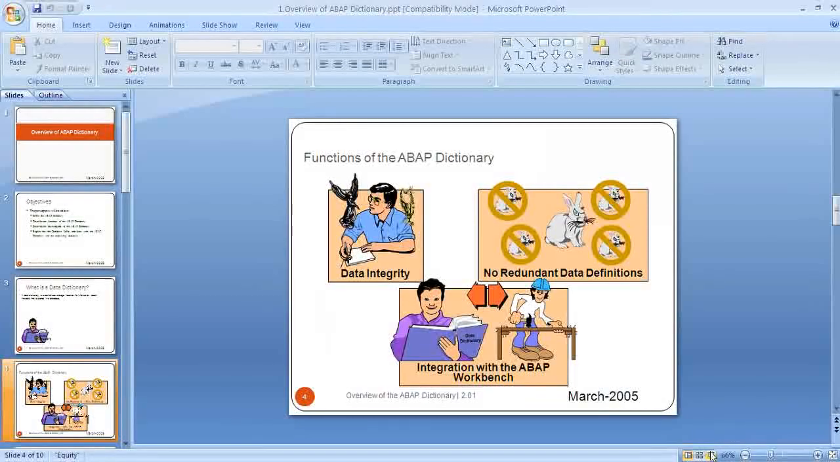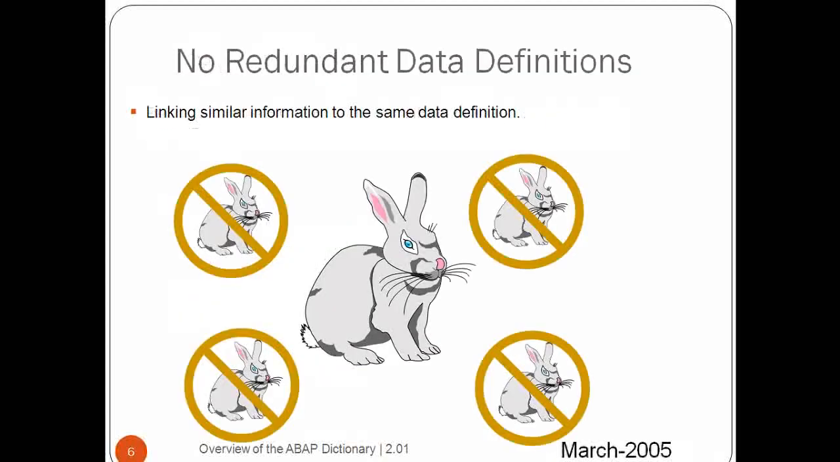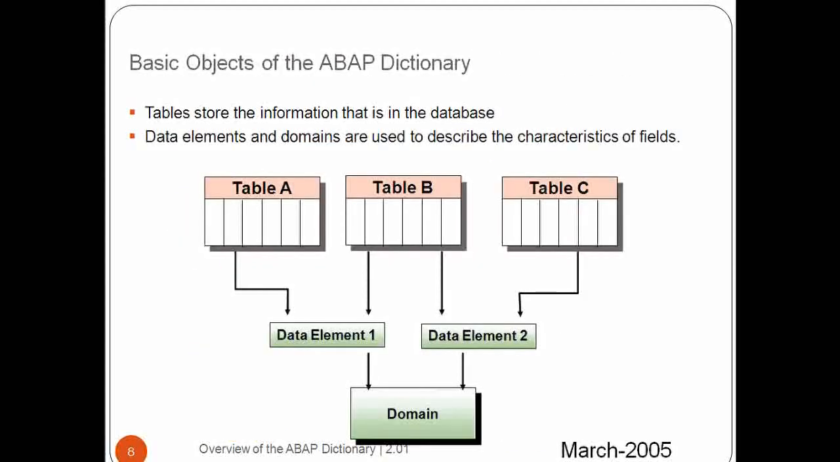Integration with the ABAP workbench: you can navigate from here to there. Data integrity we have covered. Node redundancy. Integration with the workbench, you can navigate easily. Basic objects of the ABAP dictionary. Now we are directly jumping into the screens. What are the basic objects of an ABAP dictionary?